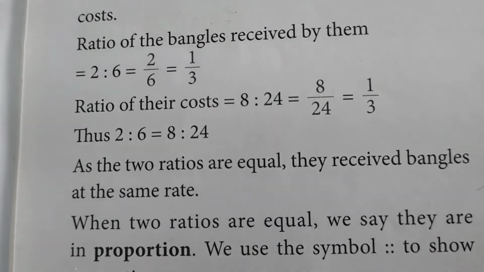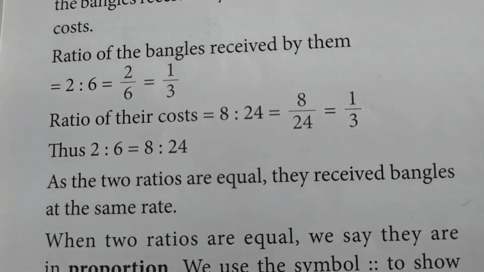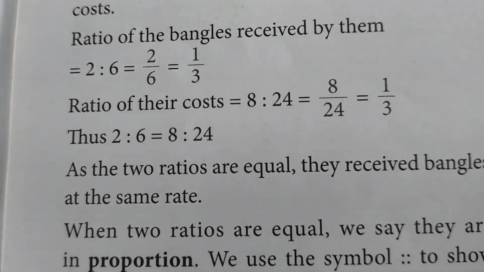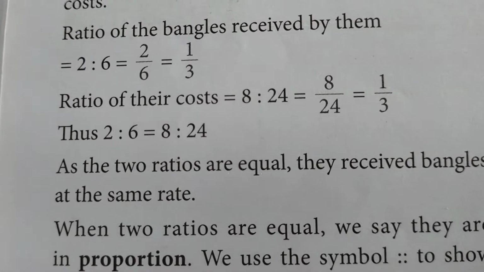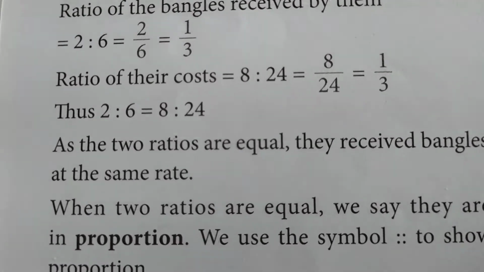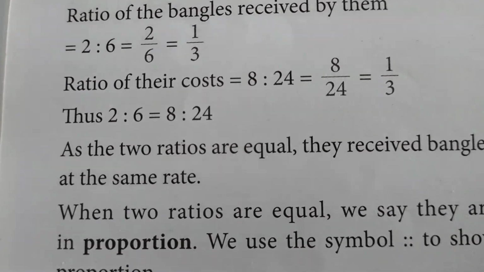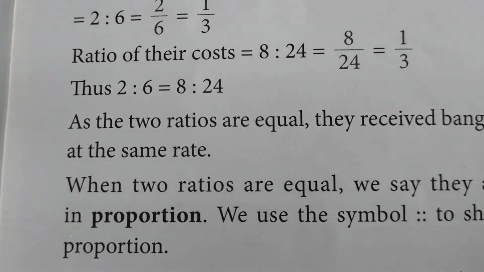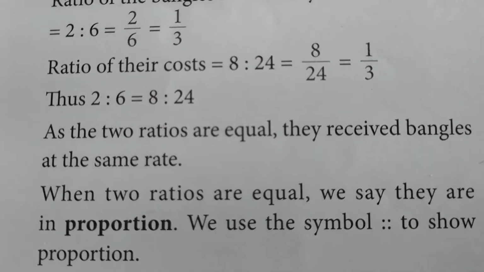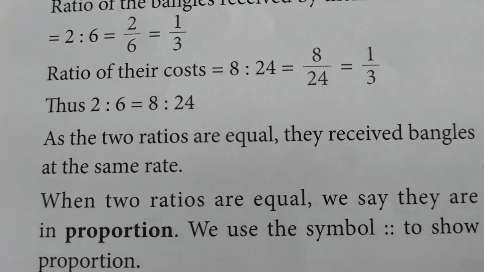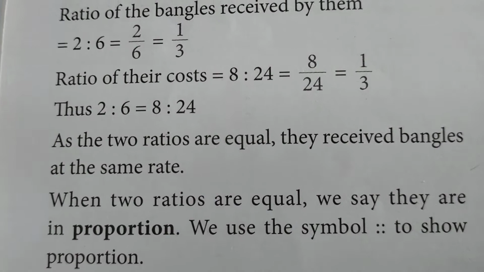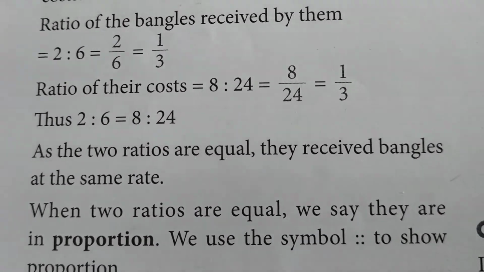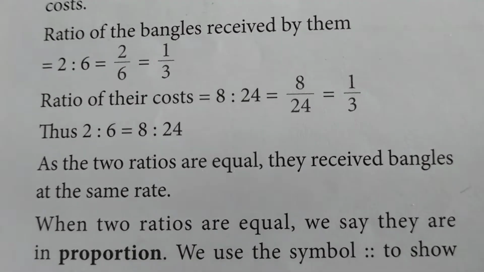See here, the ratio of the bangles received by them is 2:6. Nisha bought 2 bangles and Sunita bought 6 bangles. The simplest form is 1/3. And the ratio of their cost is 8:24, so 8/24, which is nothing but 1/3. When we simplify, we get 1/3 for both, so both the ratios are equal. 2:6 is equal to 8:24.